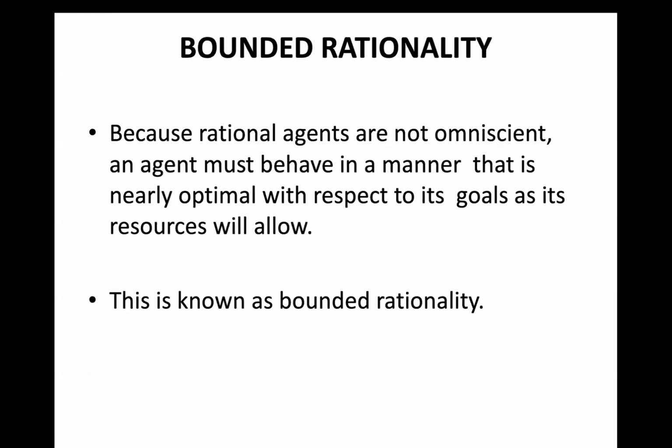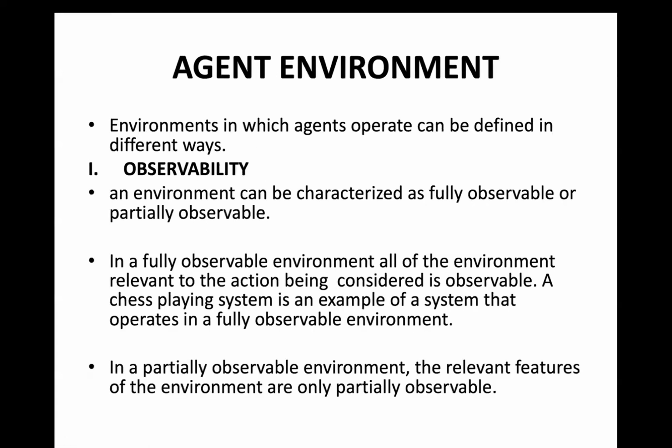So bounded rationality is the concept that we were talking about. Because the agent is not omniscient, not all-knowing, it will try to optimize as much as it can. It will perform the actions that are right. That is what bounded rationality is all about.